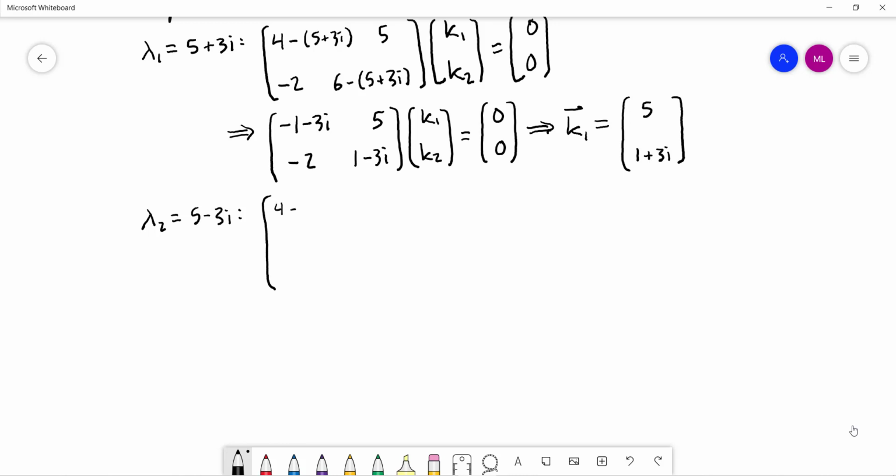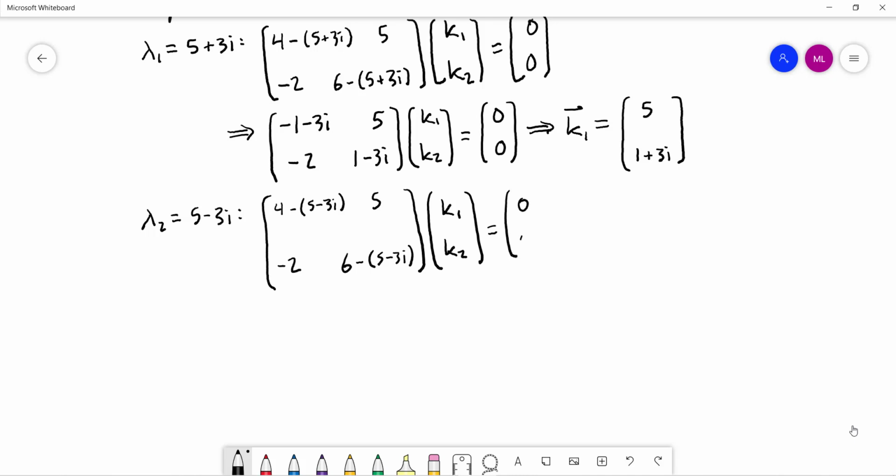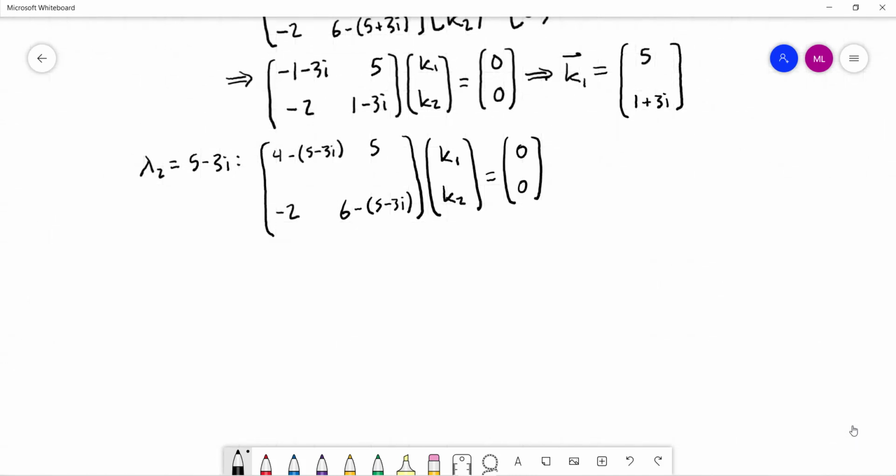So I'd have 4 minus 5 minus 3i, 5, negative 2, 6 minus 5 minus 3i, times the unknown k values. That's supposed to be equal to our zeros. And we'd simplify that and get, let's see, 4 minus 5 is going to be negative 1 plus 3i, 5, negative 2, 6 minus 5 will be 1, and that minus sign distributes through, and we get 1 plus 3i, times k1 and k2.